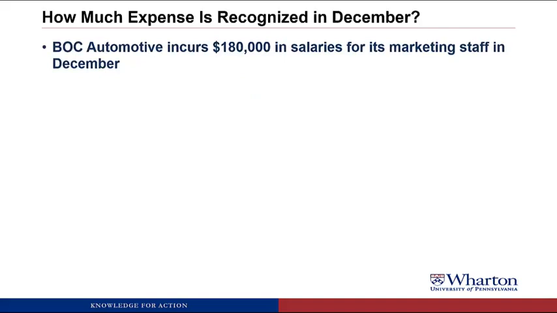BOC Automotive incurs $180,000 in salaries for its marketing staff in December. The answer is $180,000. Marketing staff would be a period cost. We recognize an expense as we incur the cost of the marketing staff, in other words, as they work for us and earn salaries. We don't try to match the cost of the marketing staff to selling future cars, like a product cost, because we assume that whatever the marketing staff is doing, and sometimes it's not clear, it's helping us sell cars this period. So the matching principle would say, let's match the cost of the marketing staff this period to the revenues we generated this period, and expense the entire cost of the marketing staff this period.